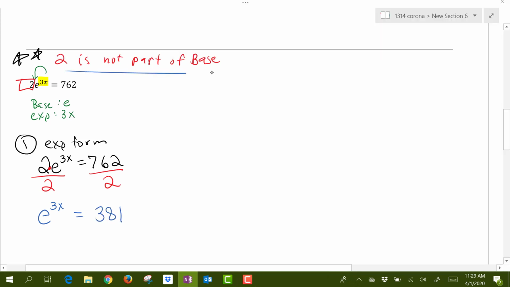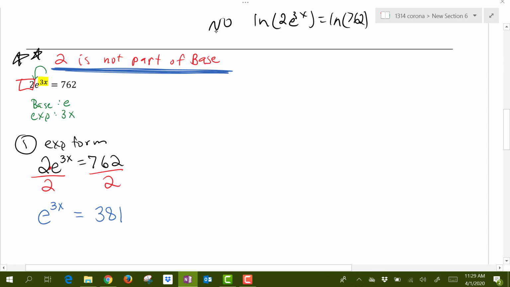Really important. Any number in front of e, you need to get rid of it. In this case, we wanted to divide to get rid of the 2. The biggest mistake that I see when we're solving these problems is that people go in and they go ln of this, and they just apply ln to both sides. No. You have to get rid of any number that's with e first before you can start applying the natural log. So now we have e by itself, and that's what we want. e is the base, 3x is the exponent, equals, and then we have a number on the other side. So now we are actually in exponential form.